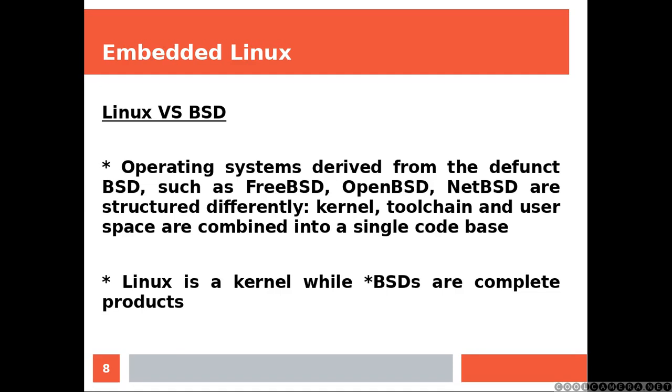Operating systems derived from the defunct BSD, such as FreeBSD, OpenBSD, NetBSD, and so on, are structured differently. Kernel, toolchain, and user space are combined into a single codebase. Linux is a kernel, while BSD distributions are complete products.